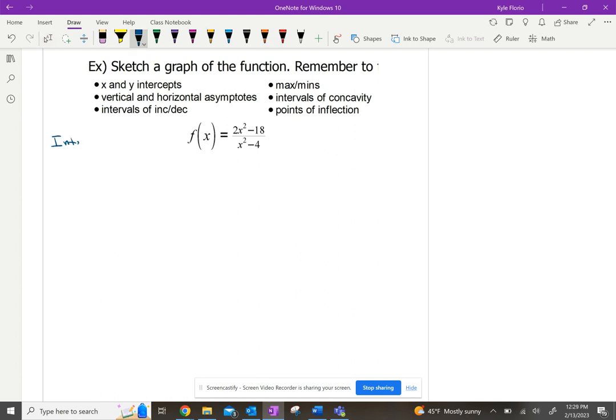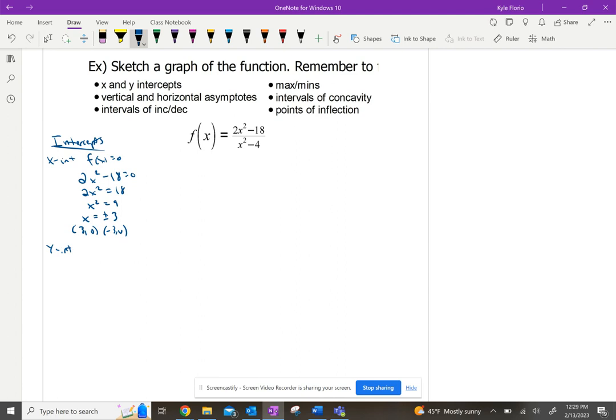So first thing, let's find the intercepts. So let's find the x-intercept. That's when f of x equals 0. And this thing's a fraction, so I really just need to find out when the numerator is 0. So that's when 2x squared minus 18 equals 0. So that's when 2x squared equals 18. Divide both sides by 2, I get x squared equals 9. So I get x equals plus or minus 3. So 3, 0, and negative 3, 0.